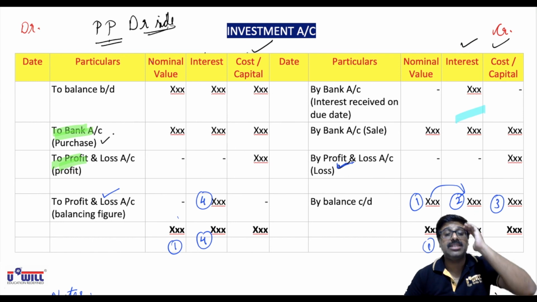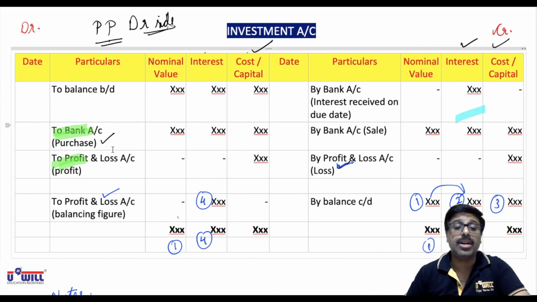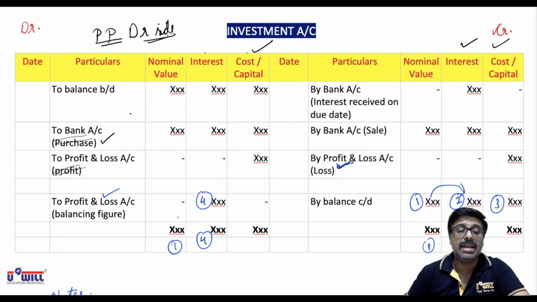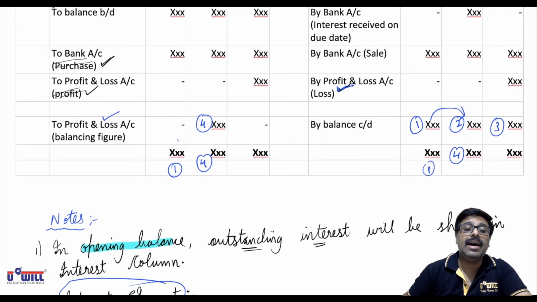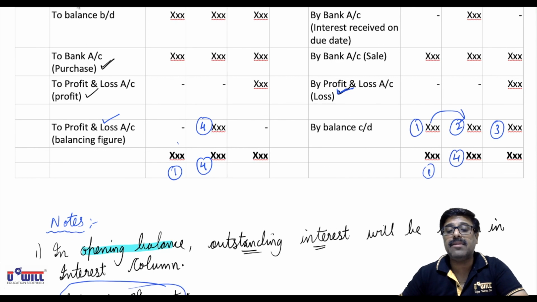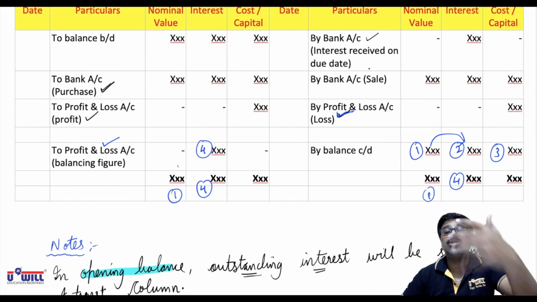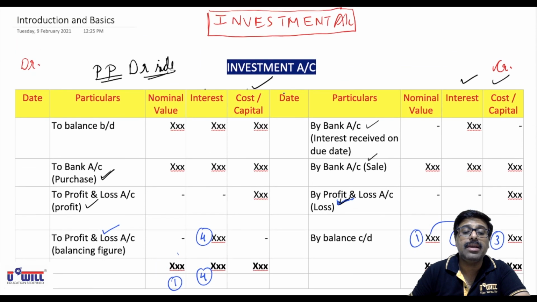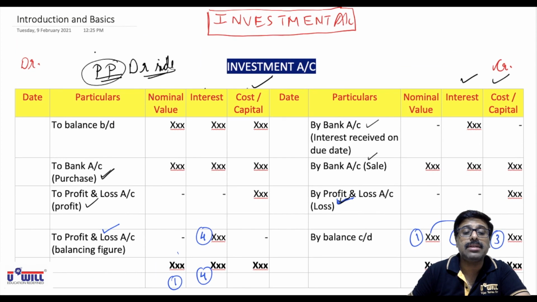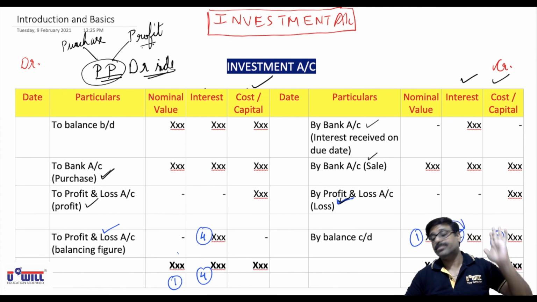Now no need to imagine the journal entries. Follow this shortcut. Purchase comes in the investment debit side. Profit comes in the investment debit side. And other than that, interest received, sale, loss, everything else on credit side. Only two things will come on debit side. PP. Purchase. Okay, all of you note down this shortcut. And profit. Everything else we will record on the credit side.